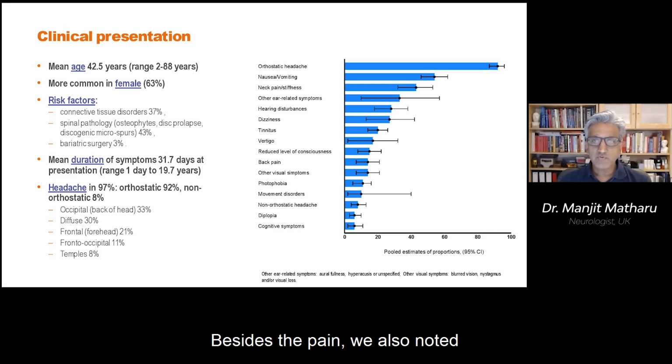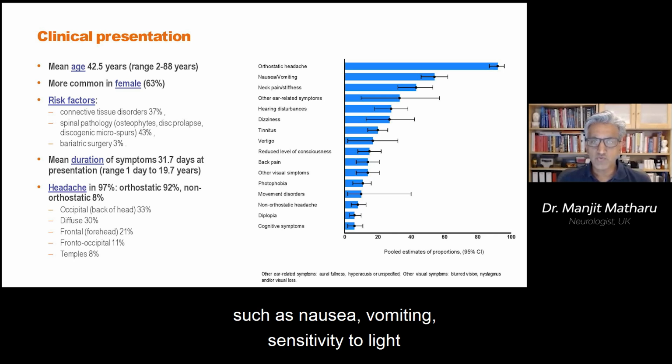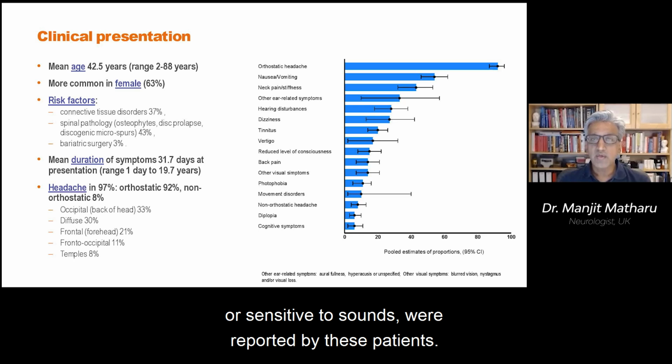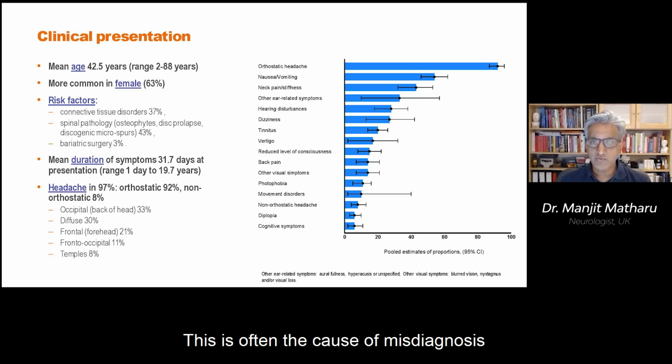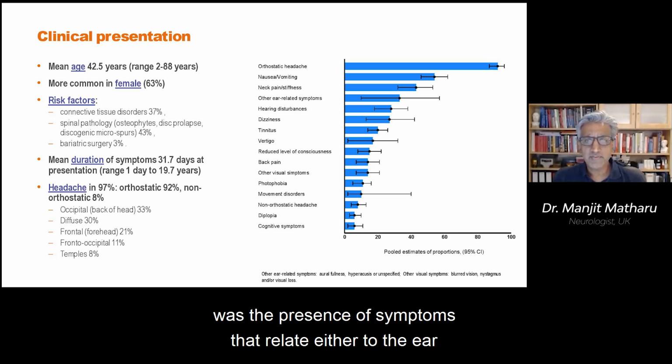Besides the pain, we also noted that a lot of the symptoms that are often seen in migraines, such as nausea, vomiting, sensitivity to light, or sensitivity to sounds, were reported by these patients. This is often the cause of misdiagnosis, that you can have symptoms that are very similar to those that are present in migraine.